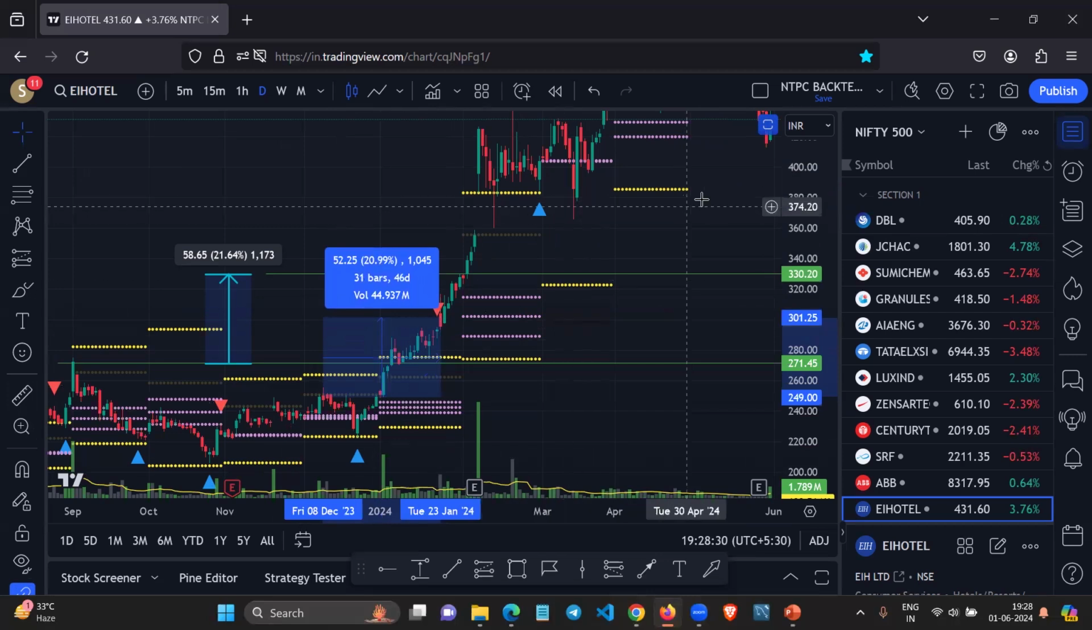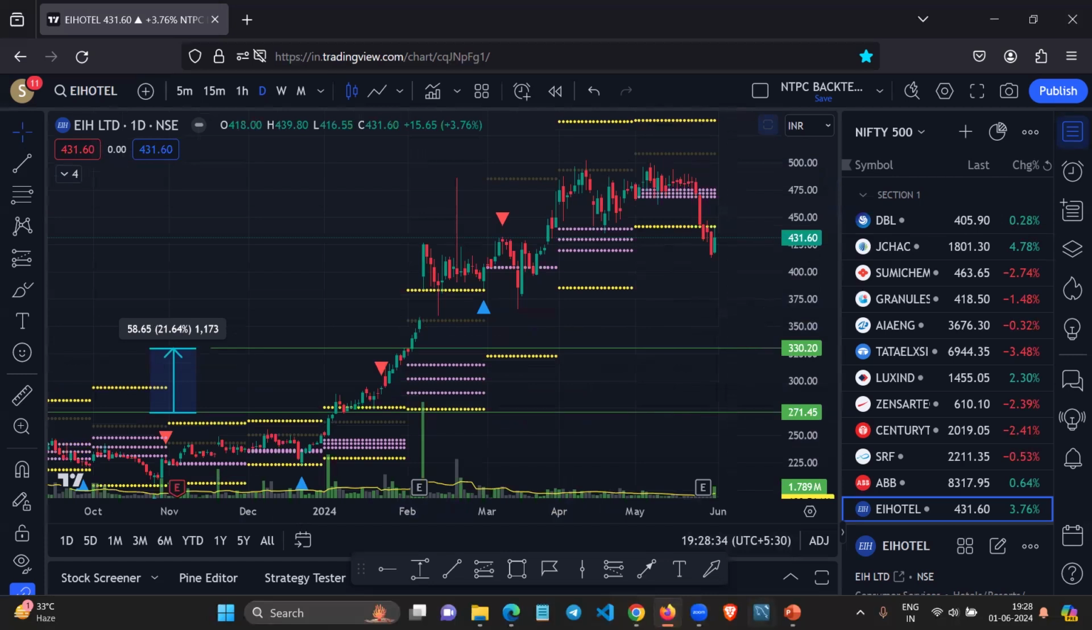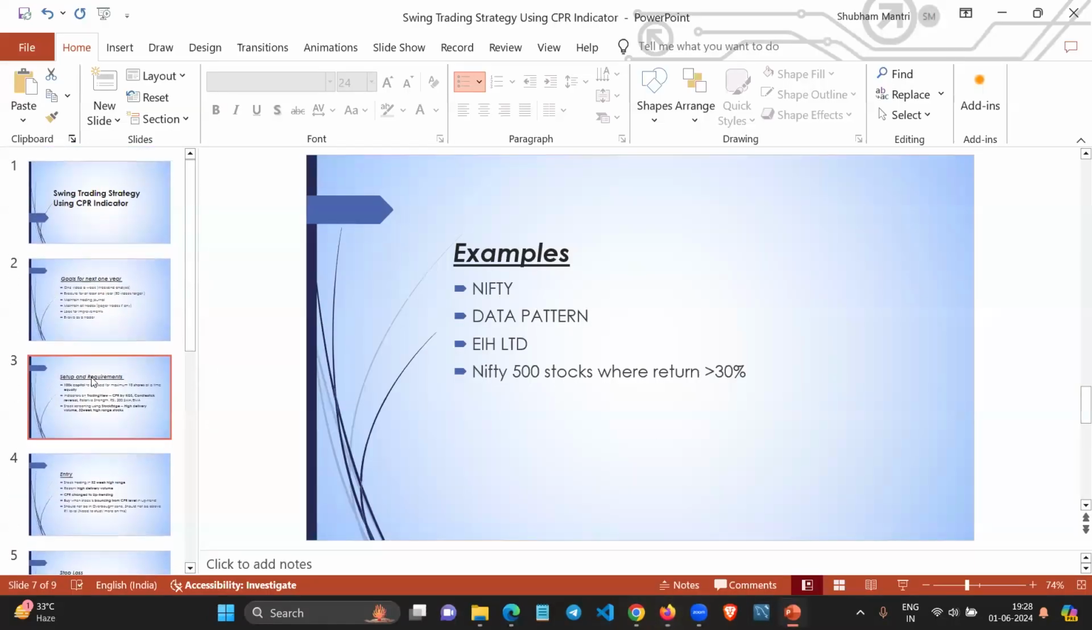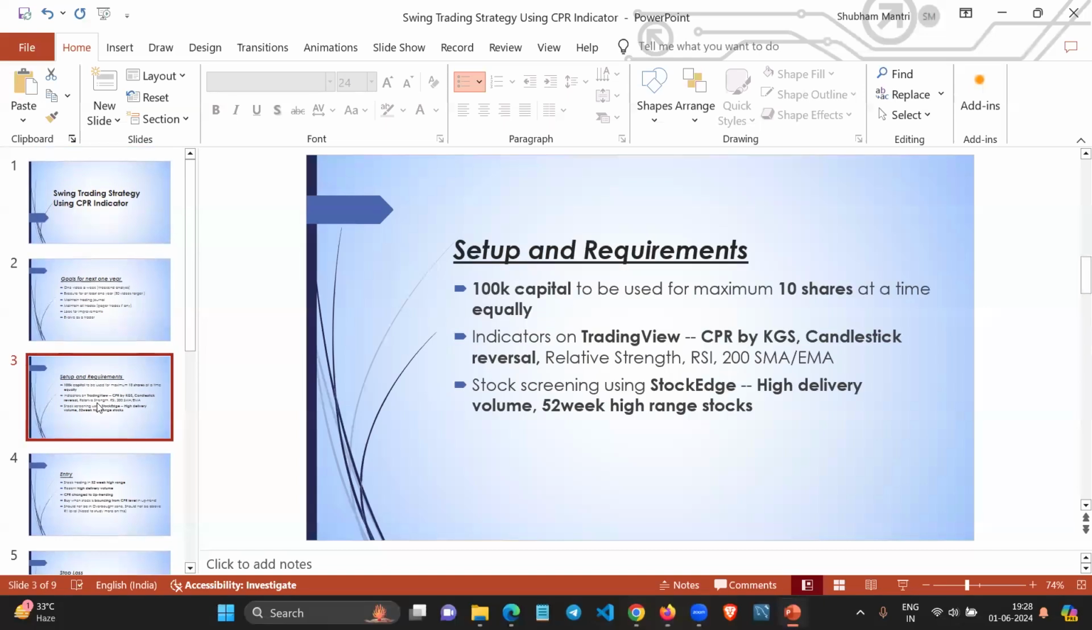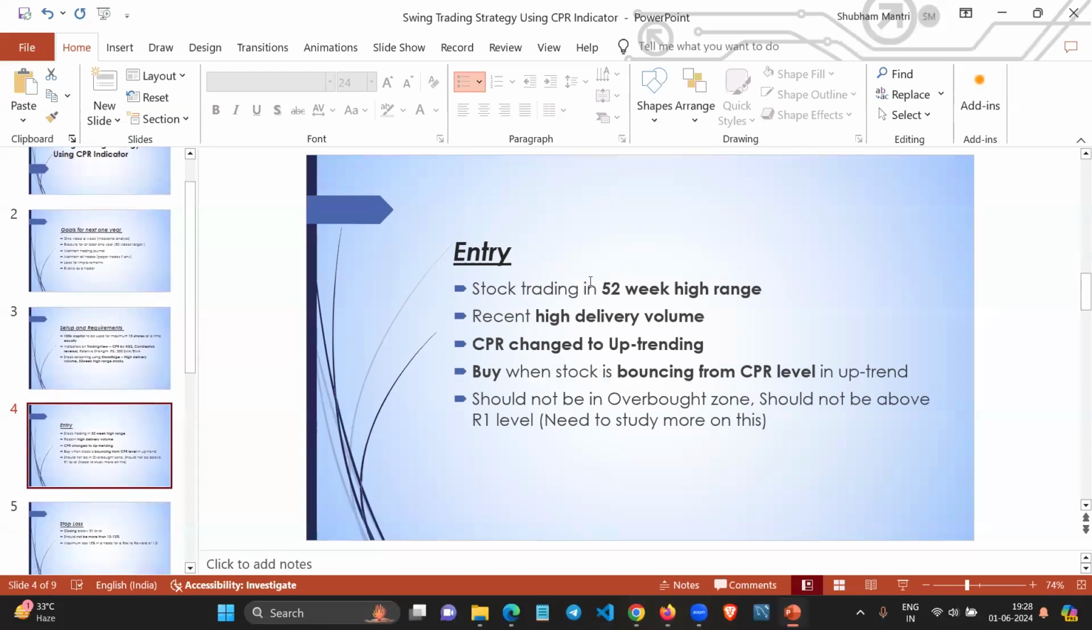And this part we will train. So that's what I'm planning to do for the next 1 year using this. So once again I'll show you. So the criteria is that the price should be in the 52-week high range.